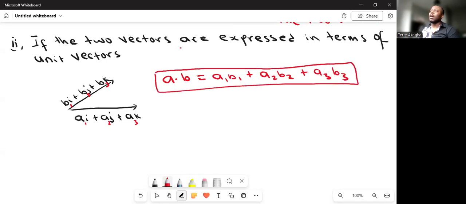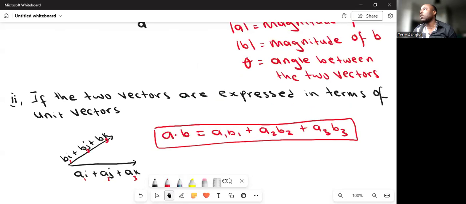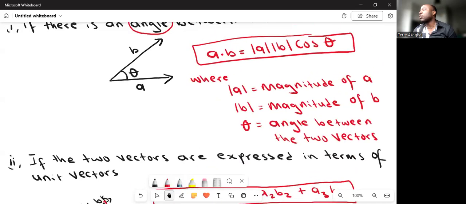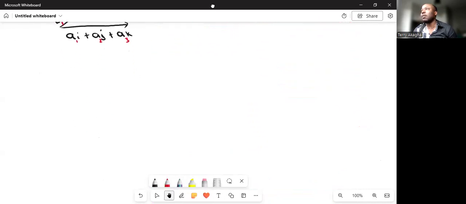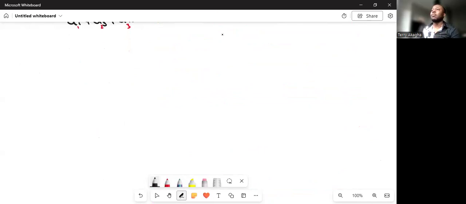So if there is an angle, it's going to be the magnitude of A times magnitude of B cos theta. If there is no angle, it's going to be A1 B1 plus A2 B2 plus A3 B3. Okay? So now we've had two formulas, and they are both A dot B. Now we can combine both of them, so let's combine both of them.